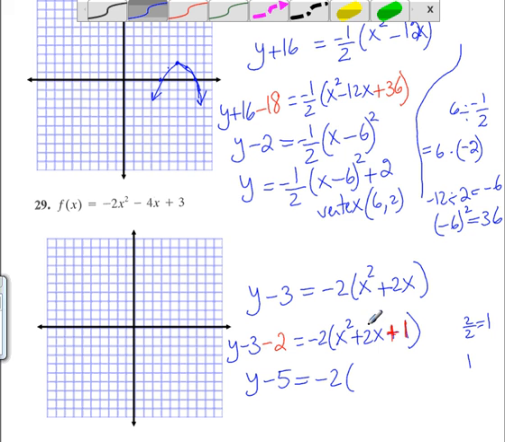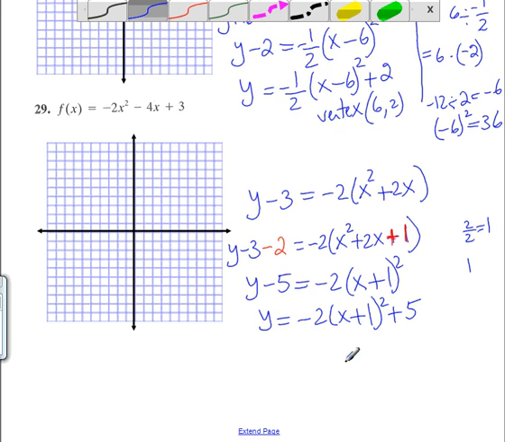Let's factor this perfect square trinomial. So we get x plus 1. It's half of our b, or the square root of this number. Now we just have to add this to the other side, so we have it in standard form. So it becomes plus 5. So this is now in standard form, and the vertex is at negative 1, 5. It's the opposite of this, comma, this number. So you go to negative 1, 5.